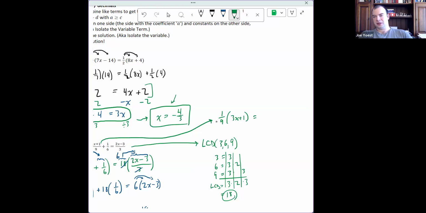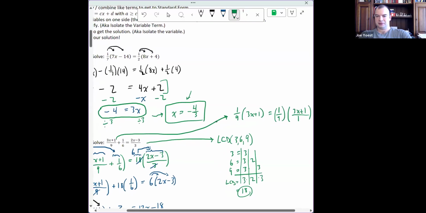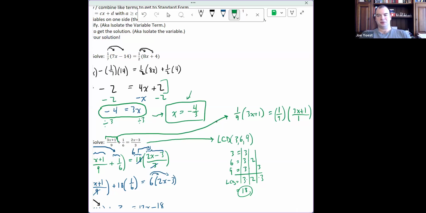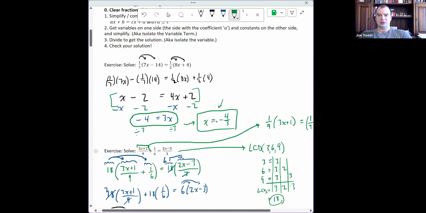With an expression like 3x plus 1, I can think of that as 3x plus 1 over 1 if I really want to. And then I can just multiply across the numerators and denominators, and I see that I just end up back here. So this is really just another way of writing 1/9 times 3x plus 1. So these two expressions are actually quite similar in nature. I mean, slightly different numbers, of course, but the nature of them is quite similar.